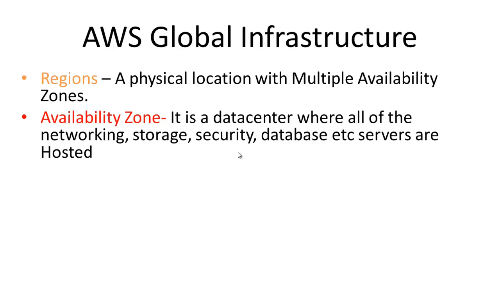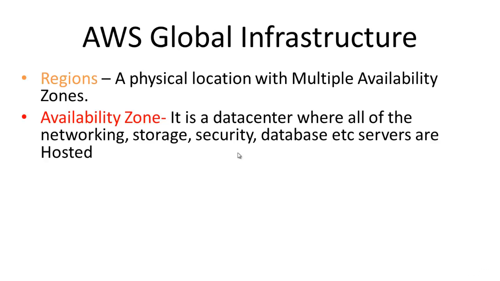And what is an availability zone? It's basically a data center where we have kept our physical devices, because behind a cloud there would be actual infrastructure. There would be networking devices, storage devices, security, database. There would be power, redundancy. There would be multiple ISP links. There would be thousands of things in a data center. So a data center is basically an availability zone.